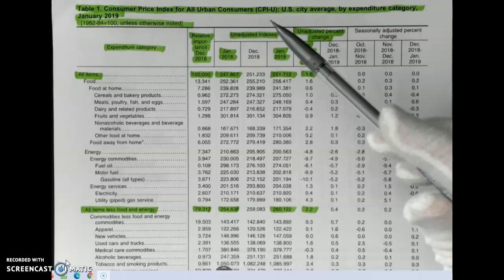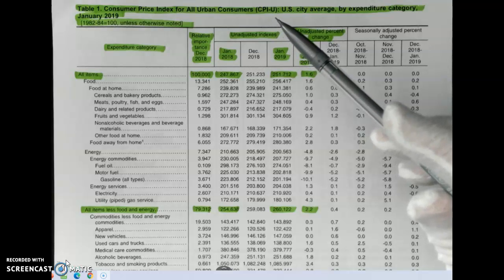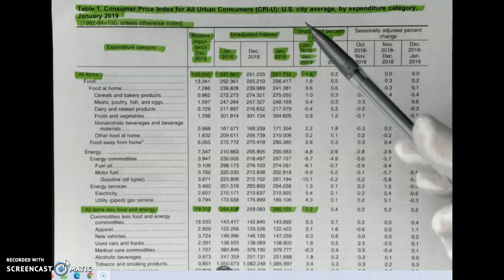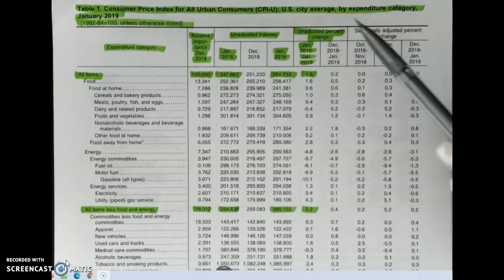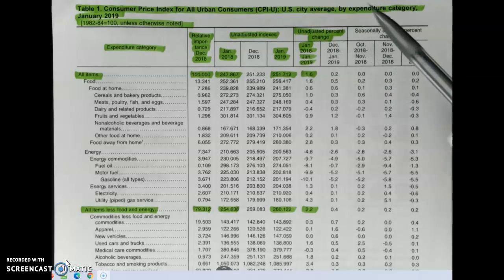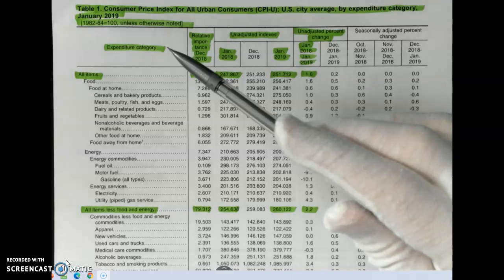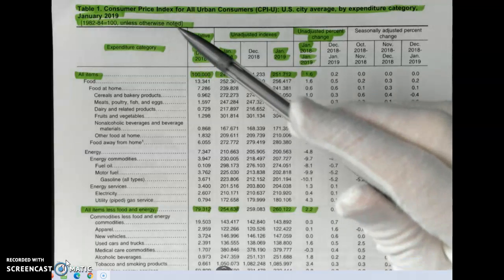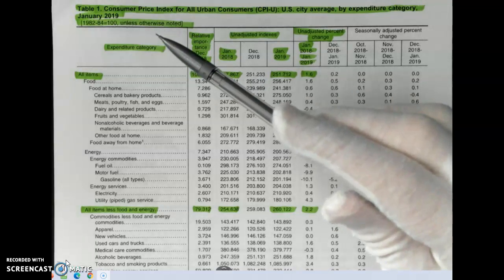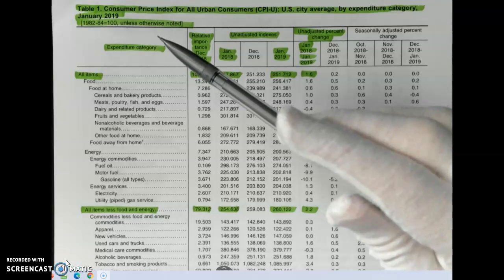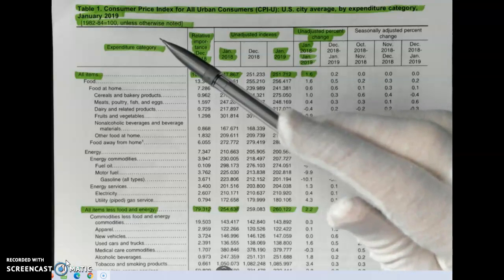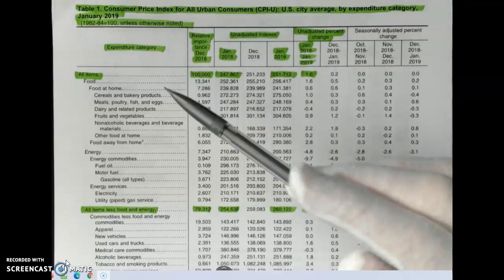It's identified as CPI-U, and it's giving us the U.S. city average by expenditure category, and this particular report is for January 2019. The base period is 82 to 84. We know from all indices that base periods equal 100.